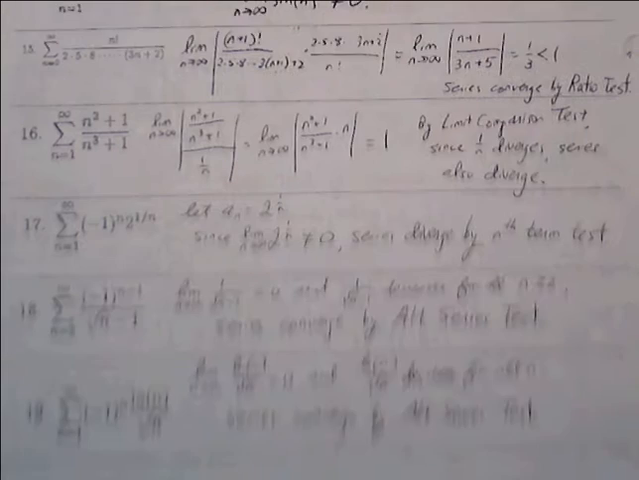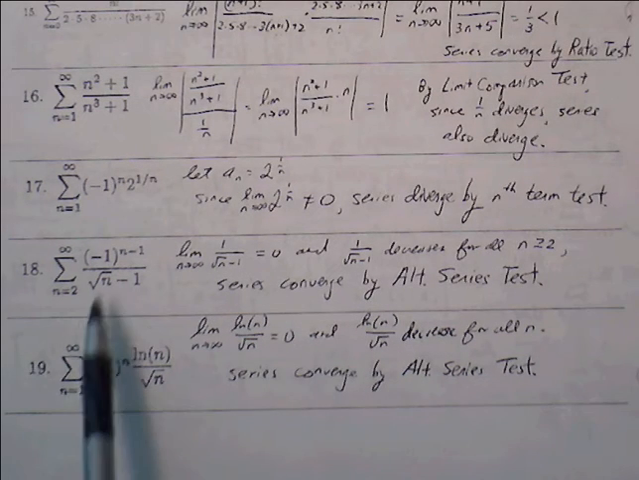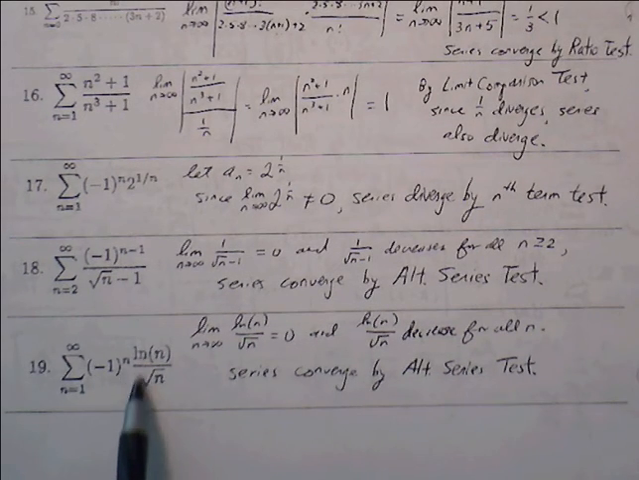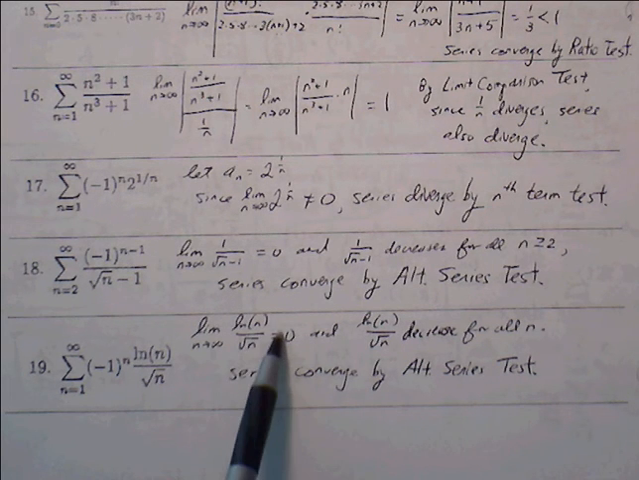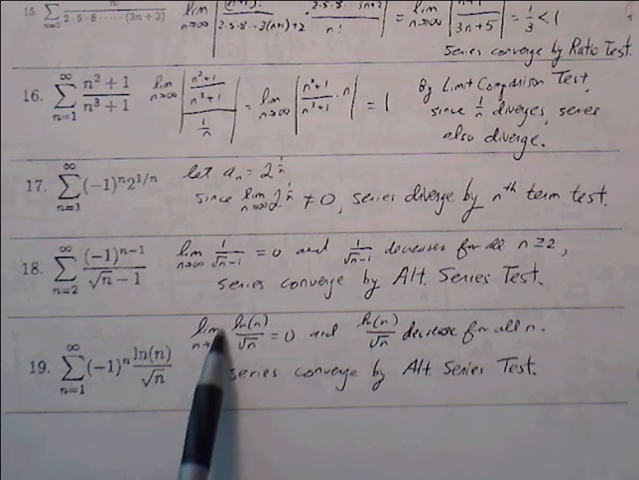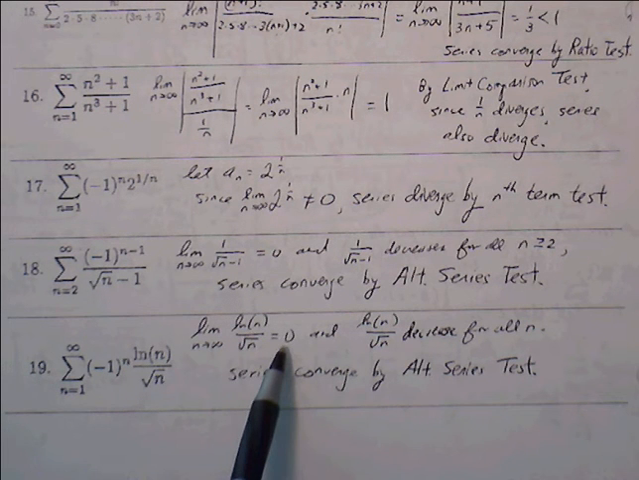Okay, 19. We have an alternating series. So let's see what happens with ln of n over square root of n. ln of n over square root of n goes to 0. Square root of n grows at a faster rate than natural log of n. So normally, the nth term test would be inconclusive.